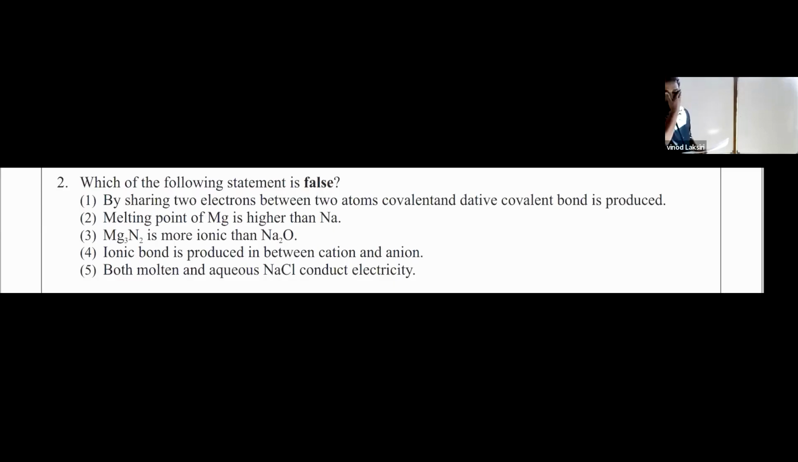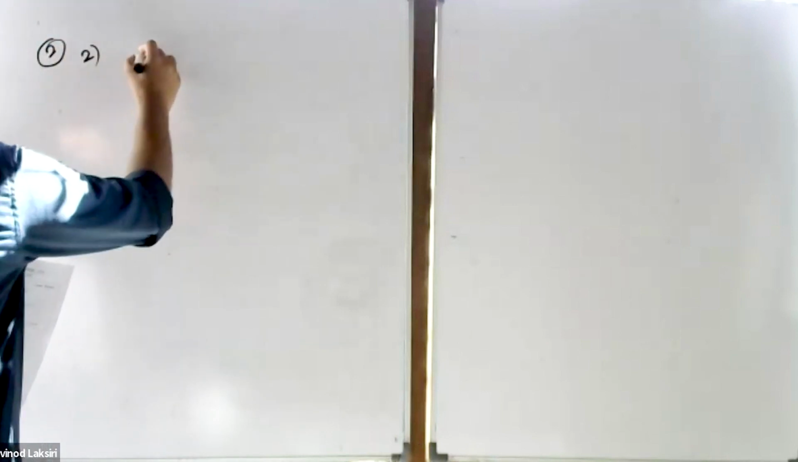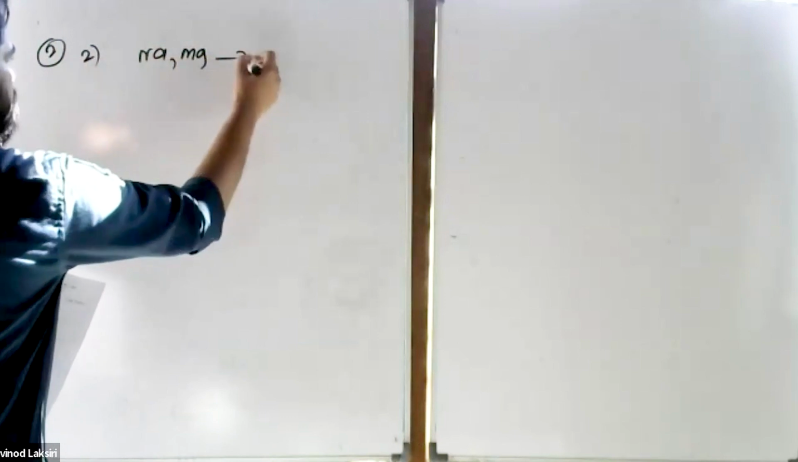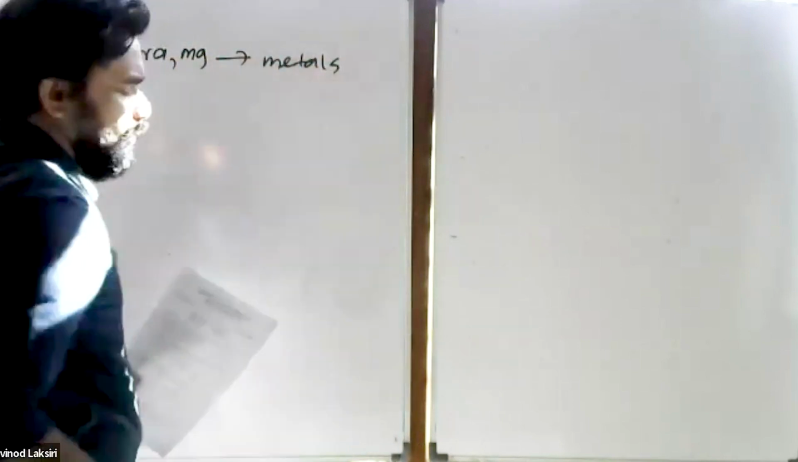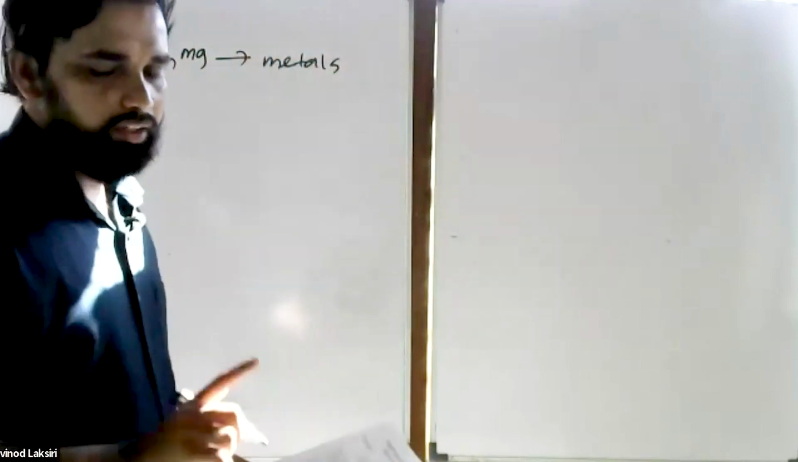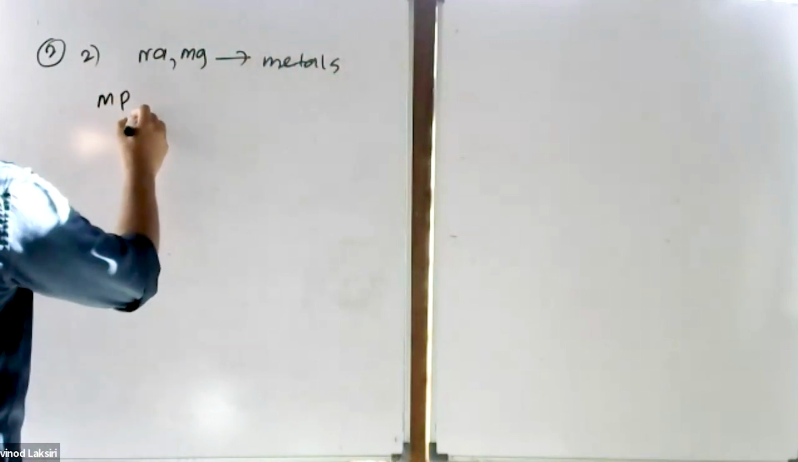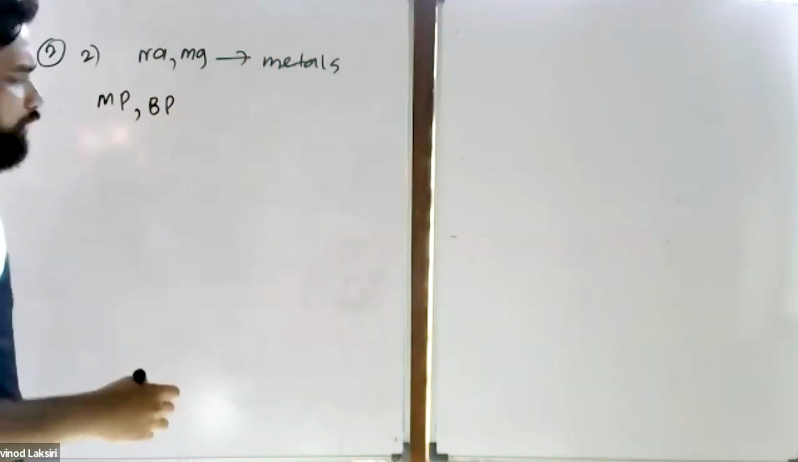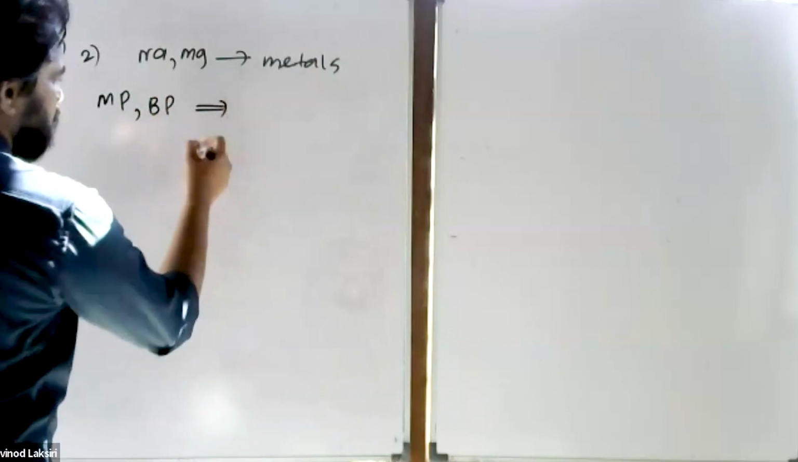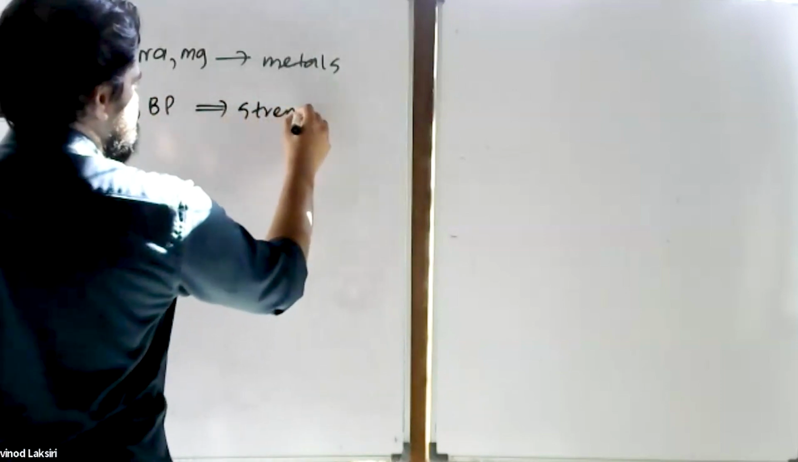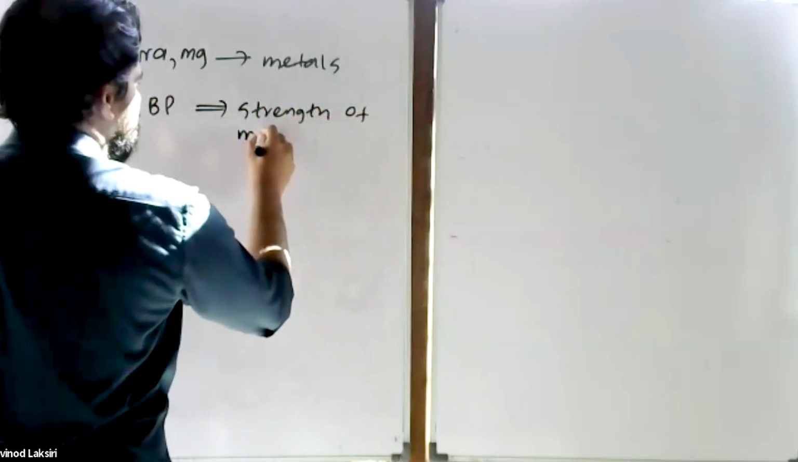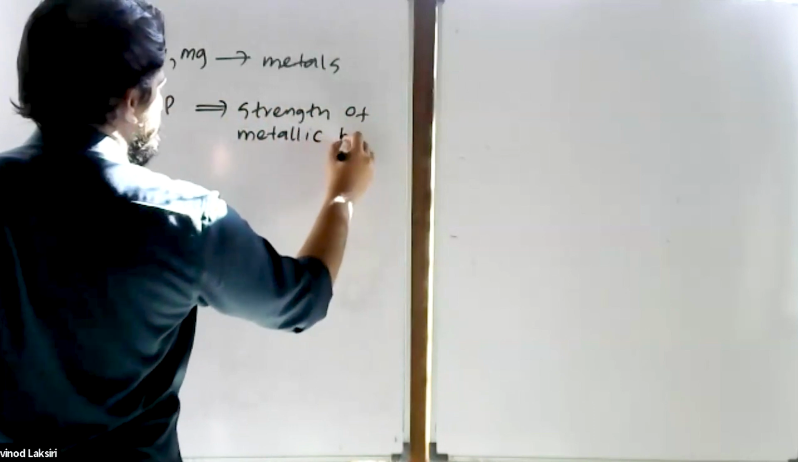What is the second statement? The melting point of magnesium is higher than sodium. Here both magnesium and sodium are metals, right? So the melting point of metals depends on the strength of the metallic bond. Melting point and boiling point both, right? I will write melting point and boiling point as MP and BP. The melting point and boiling point of metals depend on the strength of the metallic bond.